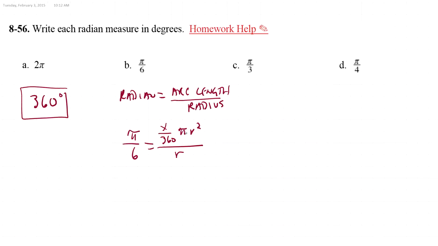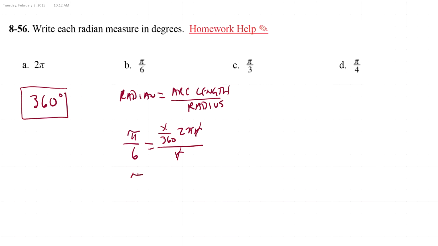Oh, not arc length. Look at what I just did. This is a big mistake. I put the area formula in here. I should not have the area formula, but I should have circumference, 2 pi r. Okay, so then we see the r is going to cancel. We see that 2 goes into 360, 180.